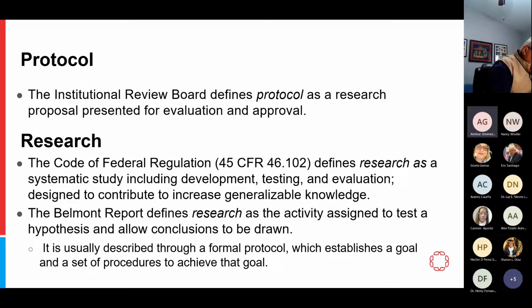Research, as defined by the Code of Federal Regulations, is no other thing than a systematic study, including the development, testing, and evaluation, designed to contribute to generalizable knowledge. The Belmont Report defines research as an activity designed to test a hypothesis and allow conclusions to be drawn. Usually, this hypothesis is described through a formal protocol, which establishes the goal and set of procedures to achieve such goal.